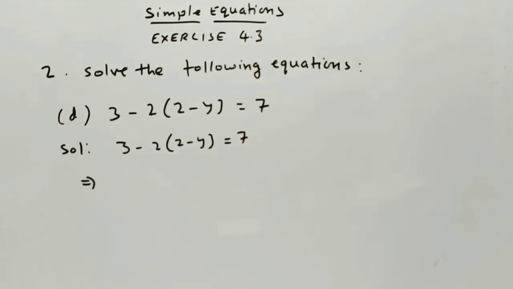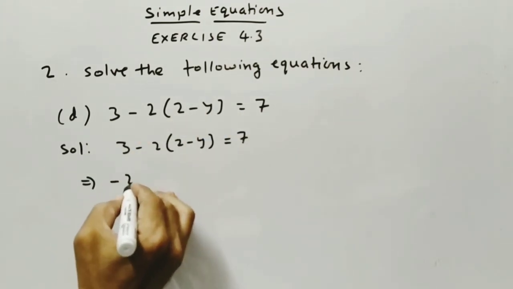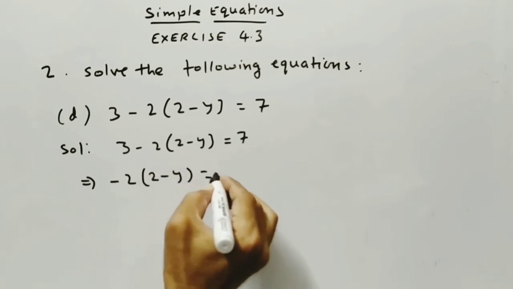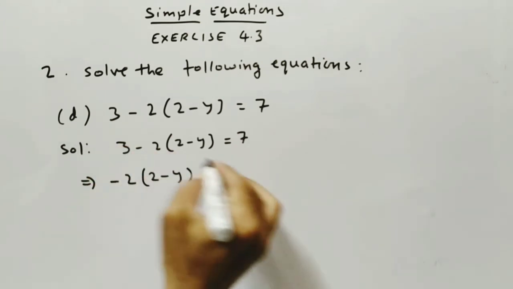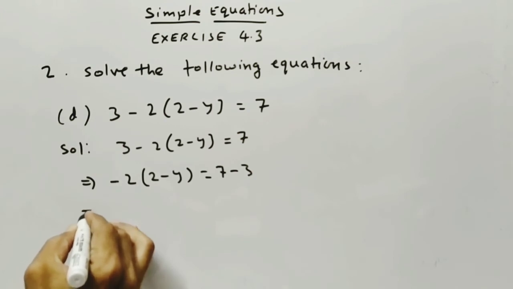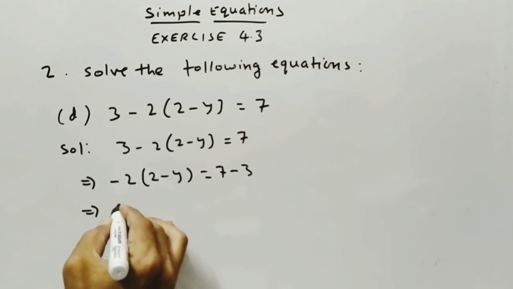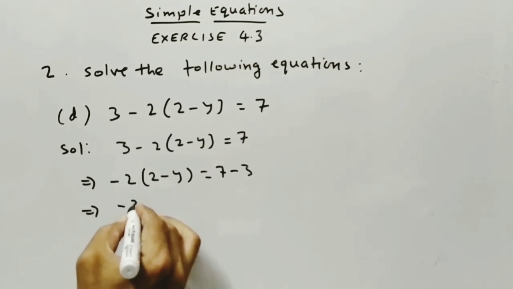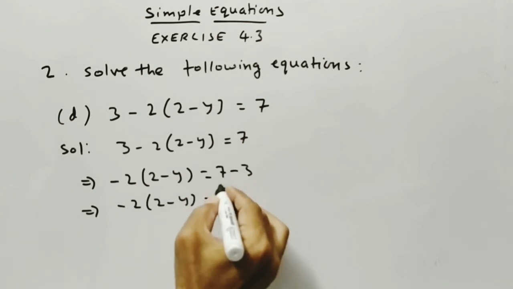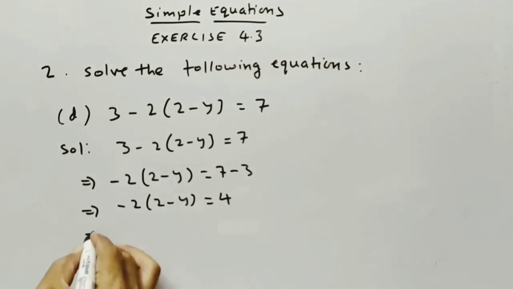This implies this 3 send this side. Minus 2 into 2 minus y keep as it is, 7 minus 3. This implies, one or two steps extra I am writing, minus 2 into 2 minus y is equal to 4.